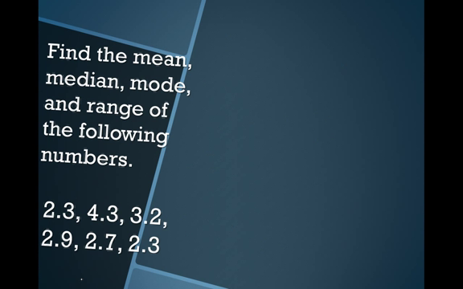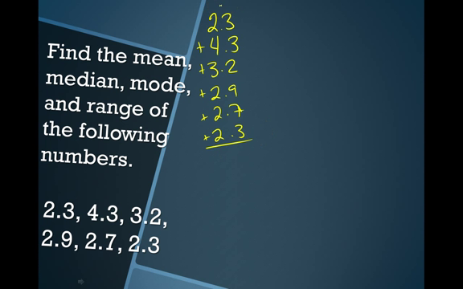Alright, well let's find the mean, median, mode, and the range of the following numbers: 2.3, 4.3, 3.2, 2.9, 2.7, and 2.3. Well, the first thing we want to do is find the mean. So what we're going to do is add all of our numbers together and then divide by the total numbers that we have. So to find the mean, I'm going to add 2.3 plus 4.3 plus 3.2 plus 2.9 plus 2.7 plus 2.3. I'm going to add all these together and see what I get.